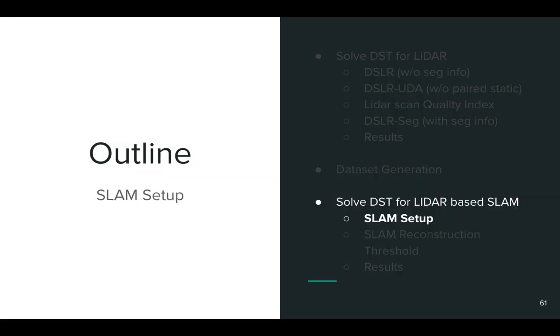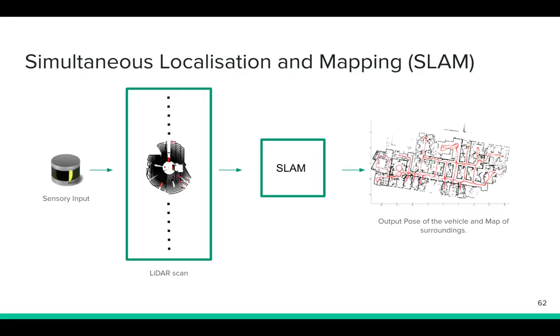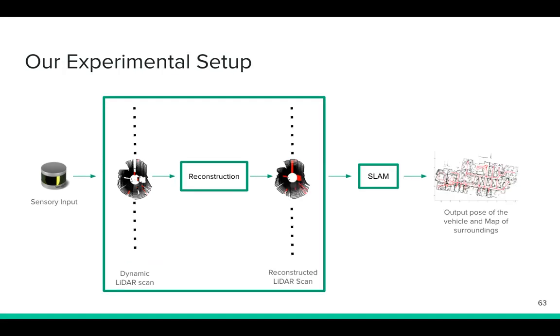Finally, we benchmark the performance of various static LiDAR scan reconstruction algorithms on SLAM. A typical SLAM setup is shown here. The LiDAR sensor captures various 360-degree LiDAR scans. The SLAM algorithm takes this set of scans as input and outputs the vehicle's pose and environment map. Our LiDAR scan reconstruction models come in between the sensor input and the SLAM algorithm, like an input pre-processing step for SLAM. The scans generated by the LiDAR sensor are input to our models, and they output only static LiDAR scans for further consumption by the SLAM algorithm.